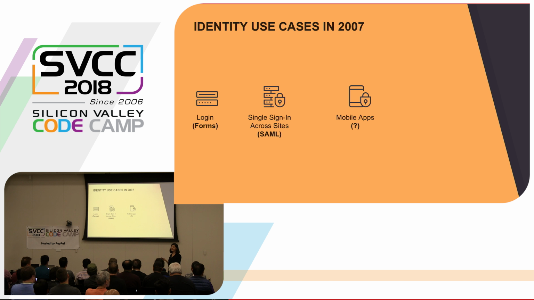Mobile apps didn't have any authentication protocol. Does anybody know why that is? In 2007, how many applications were there in the App Store? 100? Right, yeah, 0. Because the Apple iPhone or smartphone got released in 2007, a couple of months at the end of 2007.